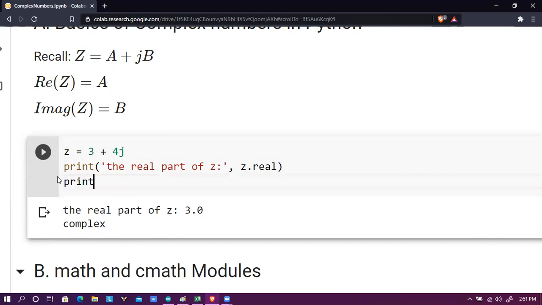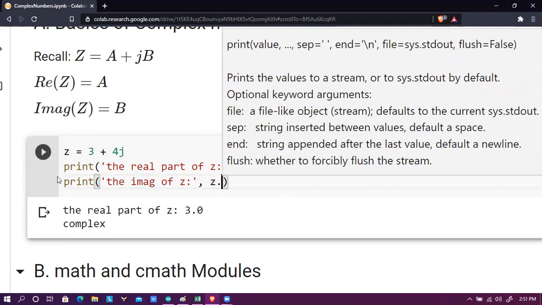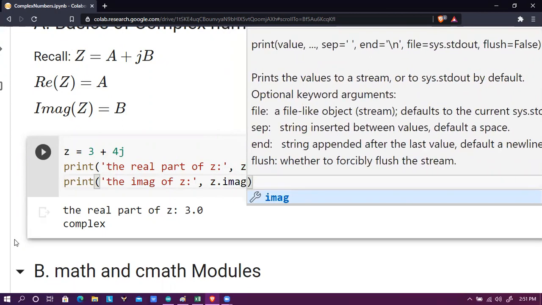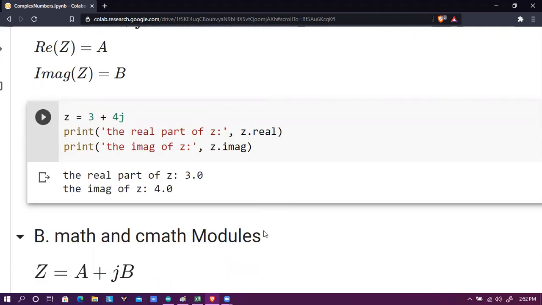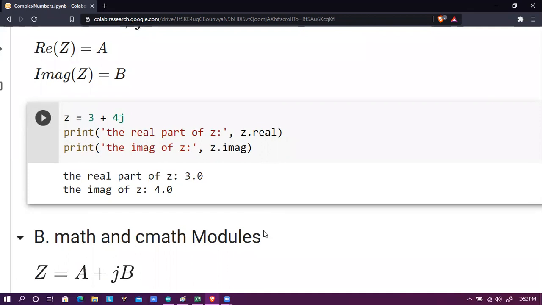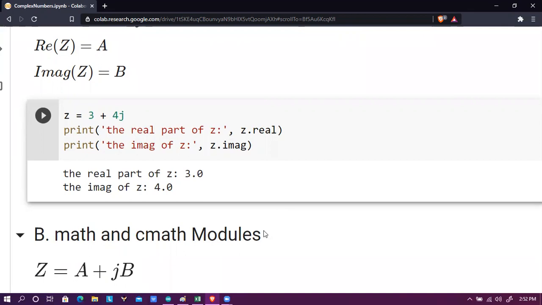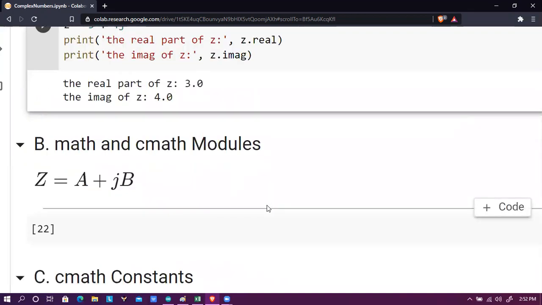Now, if we want to print the imaginary part of z, it is just z.imag. So z.imag is the imaginary part of z. Let's print this one. Here we go. The real part of z is 3.0 and the imaginary part of z is 4.0. That's how you solve the real and the imaginary part of a complex number by just using Python programming.